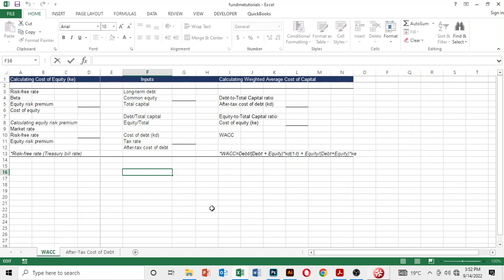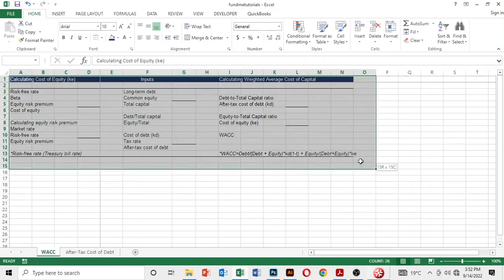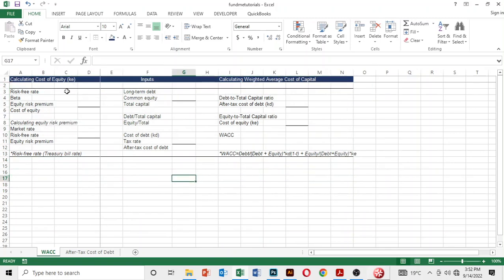Today I'm going to show you how to compute the cost of equity and the weighted average cost of capital. So without wasting time, let's dive right into it. I've set up this Excel sheet, and you can see these line items that I've put there. And so we have got equity and we've got debt.